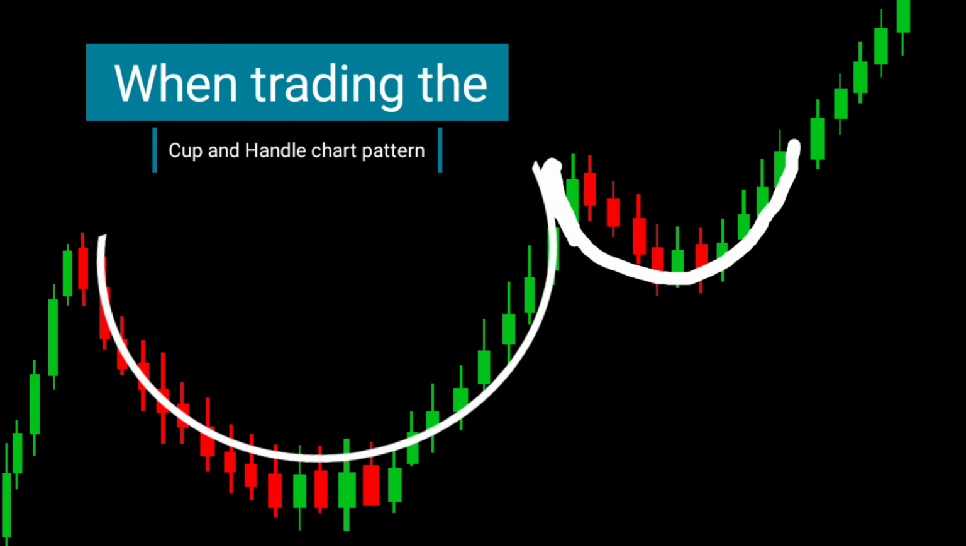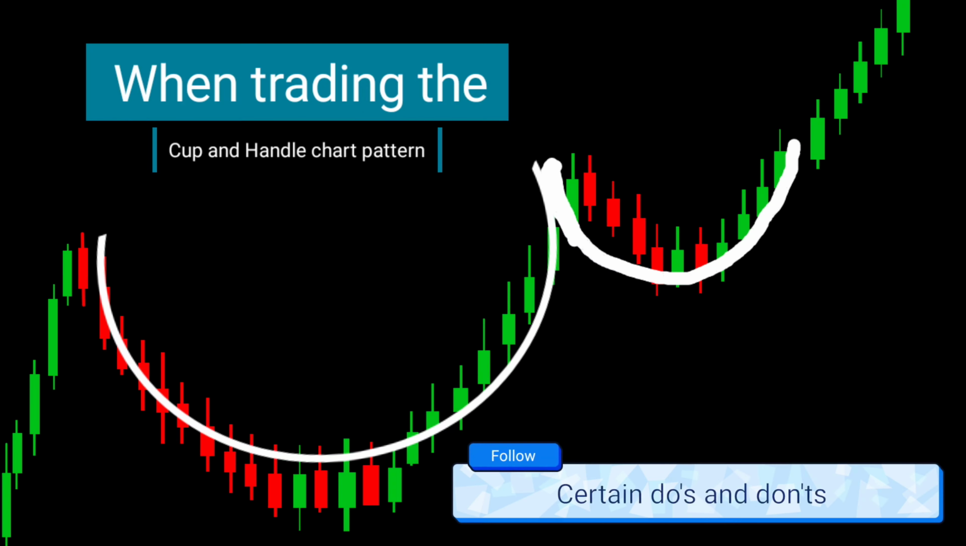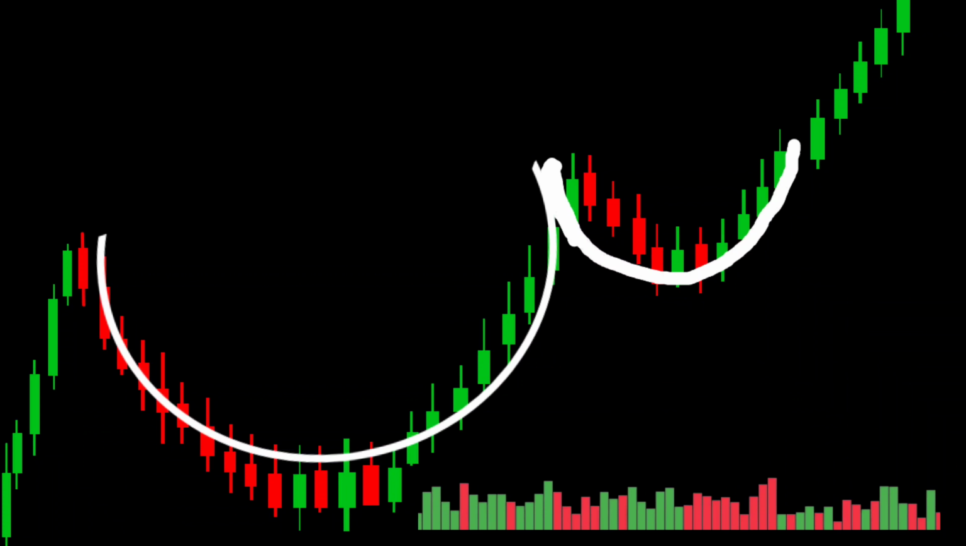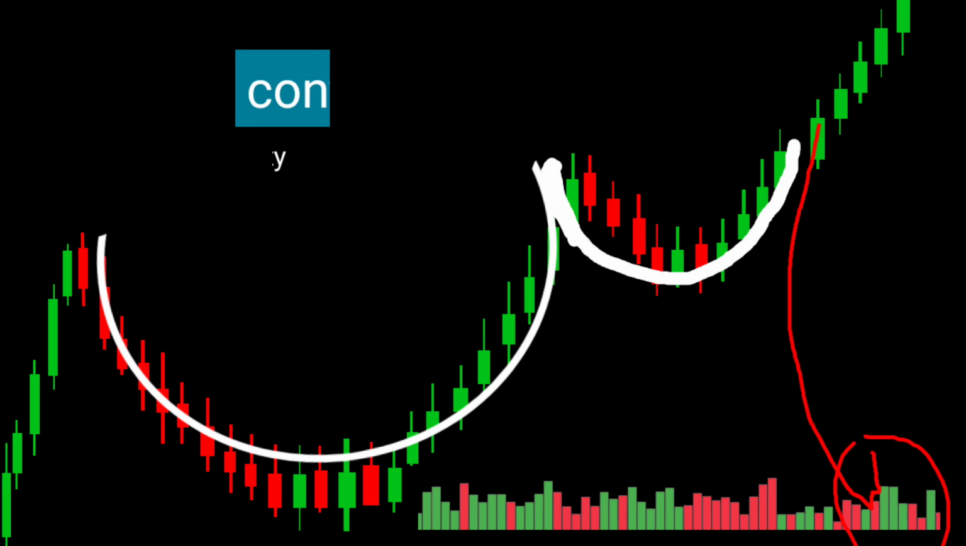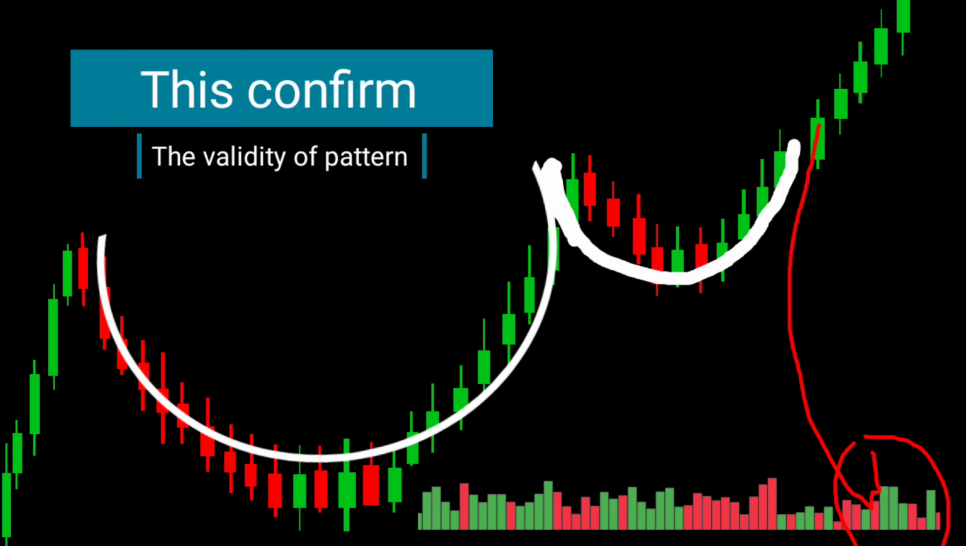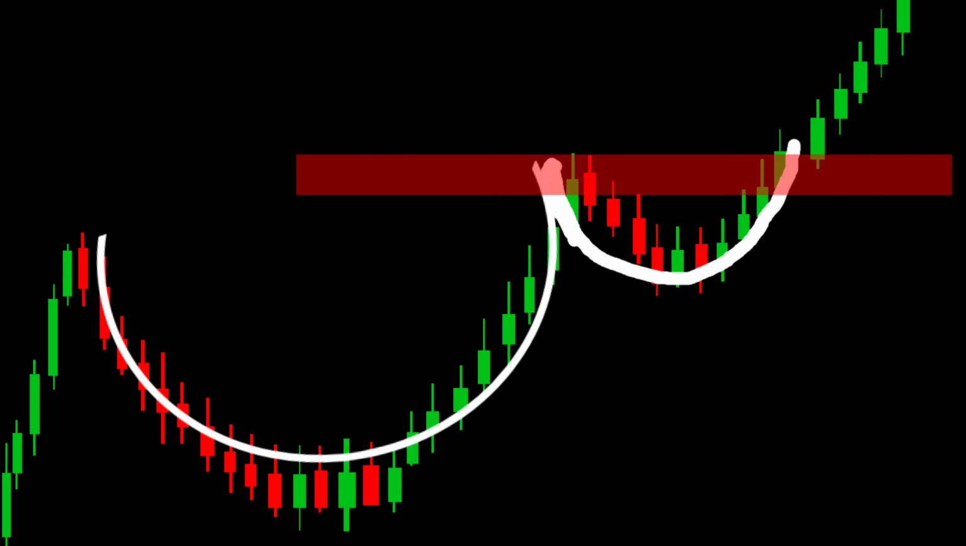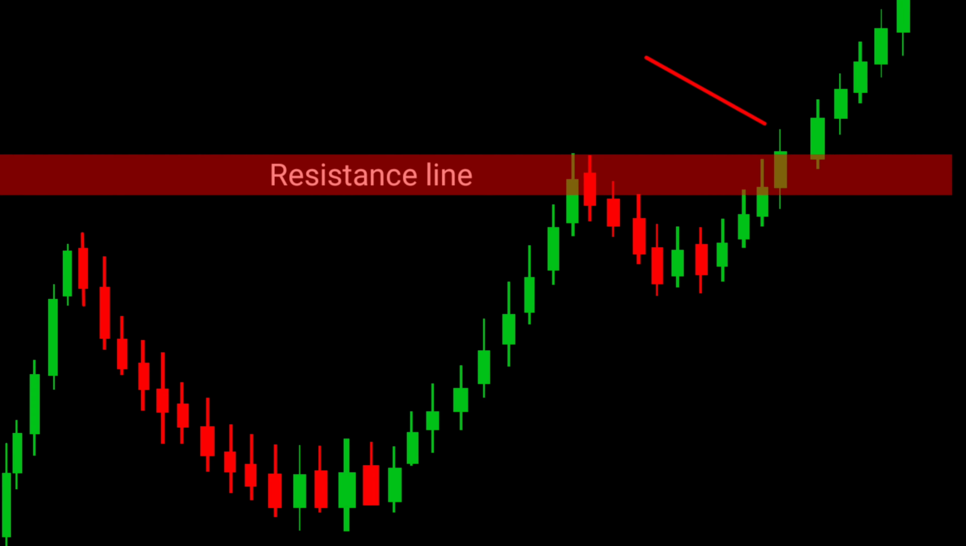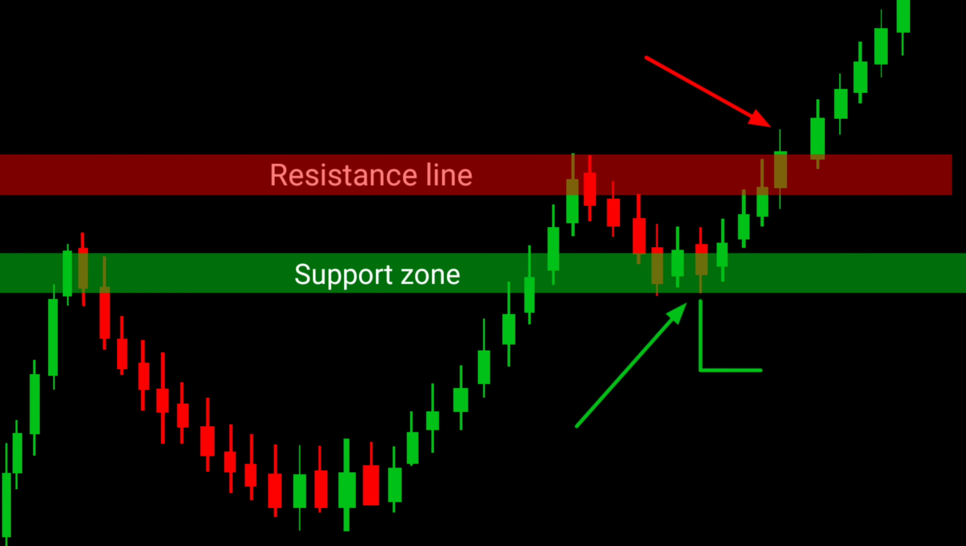When trading the cup and handle pattern, it's crucial to follow certain do's and don'ts to maximize your chances of success. Do look for an increase in volume during the cup formation, indicating accumulation by buyers. This volume surge confirms the pattern's validity. Confirm the pattern with a breakout above the handle's resistance line before entering a long position. Set a stop-loss order below the handle's support level to manage risk. This level acts as a safety net in case the price reverses and invalidates the pattern.